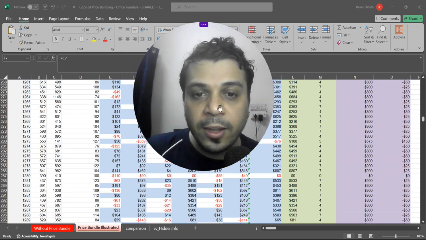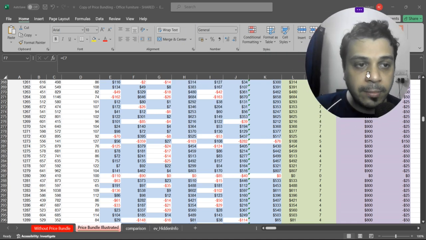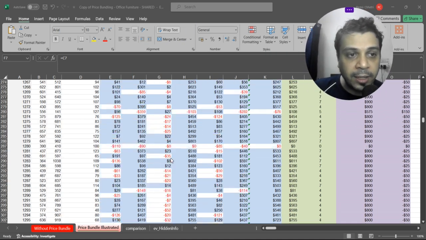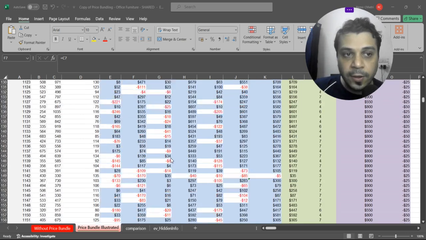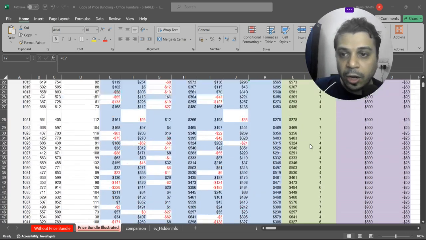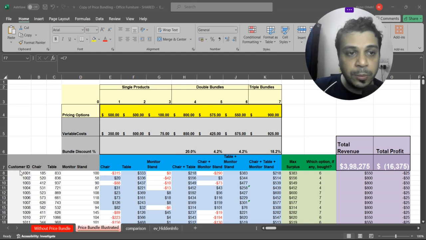So you're looking here at a template, a Google Sheet template. I'm just going to jump into the practical side of it now, and you're going to see here that there's a lot of data for a furniture business, and we have three kinds of single products here, which are chair, table, and monitor stand. And we also have the double bundles and the triple bundles.